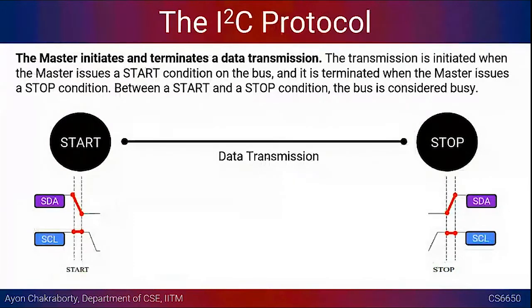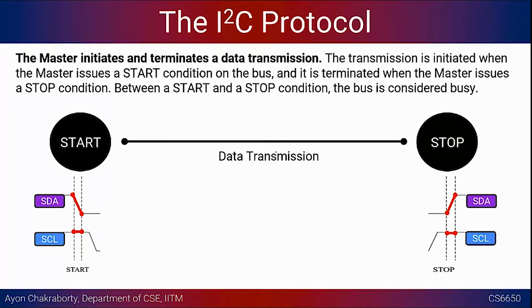So let us understand the protocol. There are 2 things here which pretty much determine the data transmission. There is something called start and stop. These are the 2 conditions that will be initiated by the master device, the microcontroller in this case, let's say, who is controlling the transmission to the sensor devices or the slave devices.